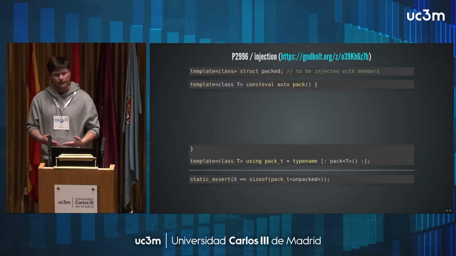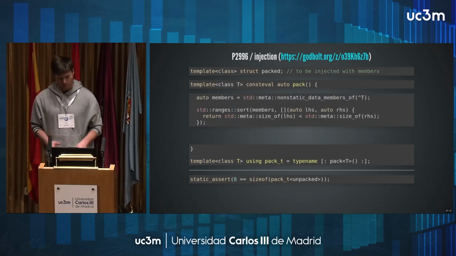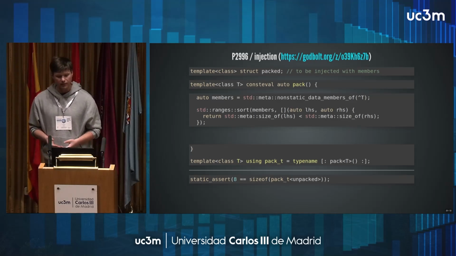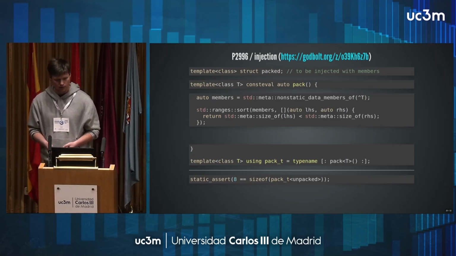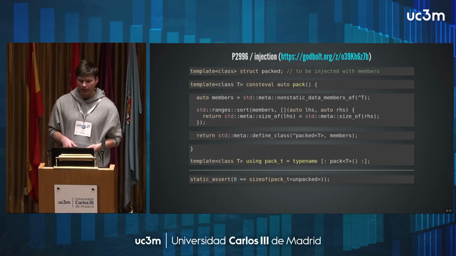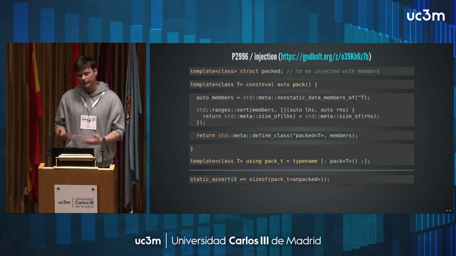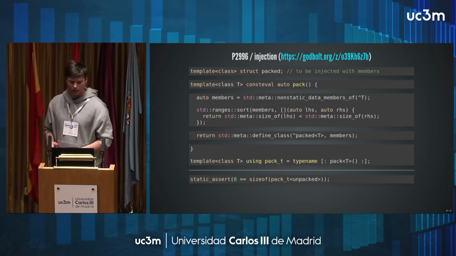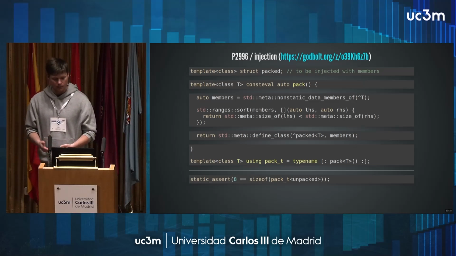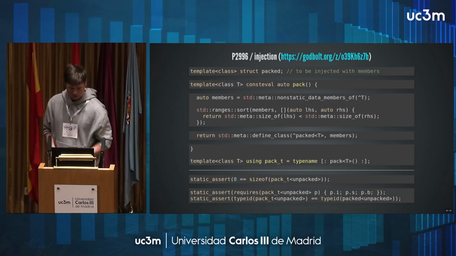So you have a struct which is templated, and you will inject into it, which is the really interesting part of it. Imagine that we get all the members of the T which has been given. We sort them by the size. And then we have this define class, another metafunction, which we can put into the packed of T with those members. That will give us the new packed struct for that T with injected members from the unpacked thing sorted by size. So when we look into that, the size will be 8.